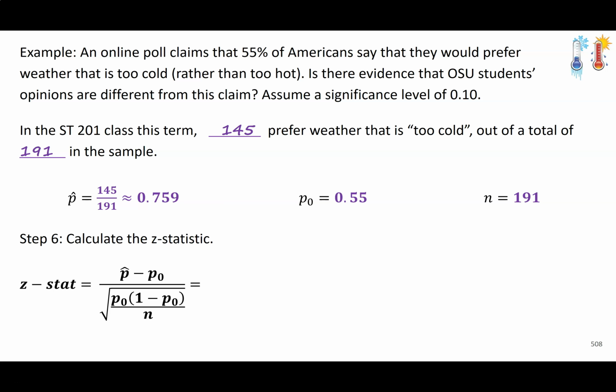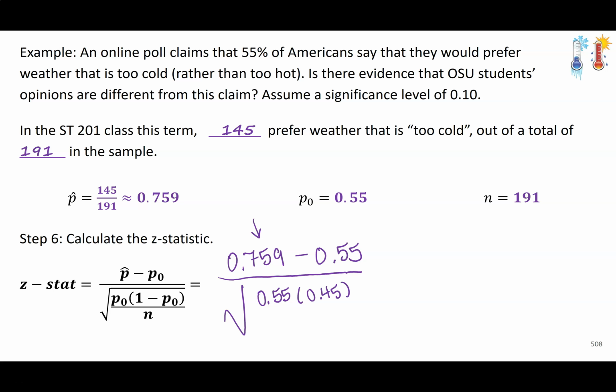So now I'm ready to go ahead and calculate my z-test statistic. So here, what I observed, 0.759, minus what's claimed, 0.55. So right off the top, I know that my z-test statistic is going to be positive, because what we observed in the sample was higher than the claim. And then sticking in here, 0.55 times 0.45 over 191, square root all of that bottom there.